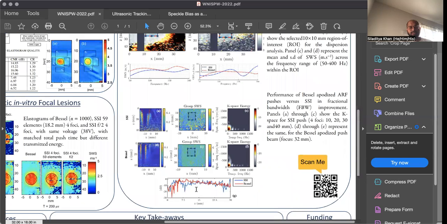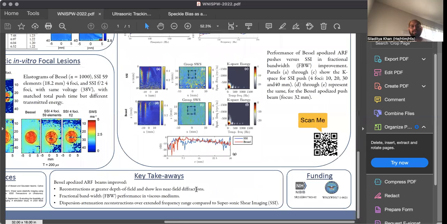Thus, to conclude, we show here that Bessel acoustic radiation force can image at greater depth of field and shows less near field diffraction. It has a high fractional bandwidth and good performance in viscous mediums. The dispersion and attenuation reconstructions over an extended frequency range are also seen in comparison to the state-of-the-art supersonic shear imaging.